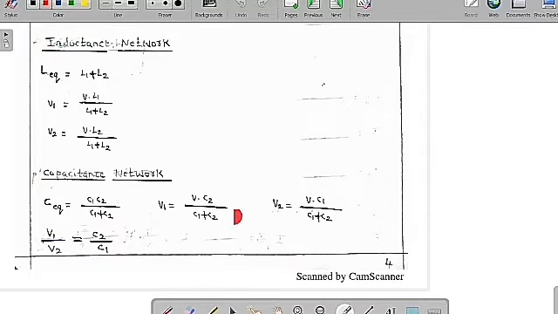And also, if you divide these two, V1 by V2 is equal to C2 by C1, or simply we can say V1 into C1 is equal to V2 into C2, or simply we can say the charge is the same, so Q is equal to C into V. Therefore C1 into V1 is equal to C2 into V2. So this is a very easy way to remember also.